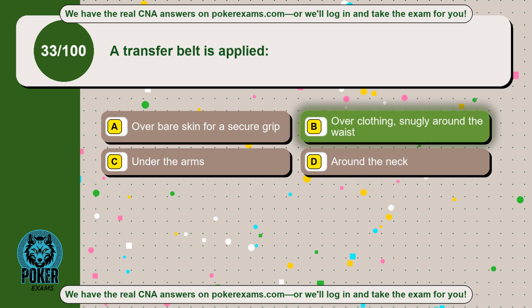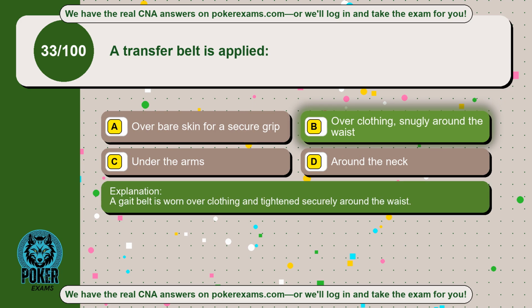The correct answer is option B. Over clothing, snugly around the waist. A gait belt is worn over clothing and tightened securely around the waist.